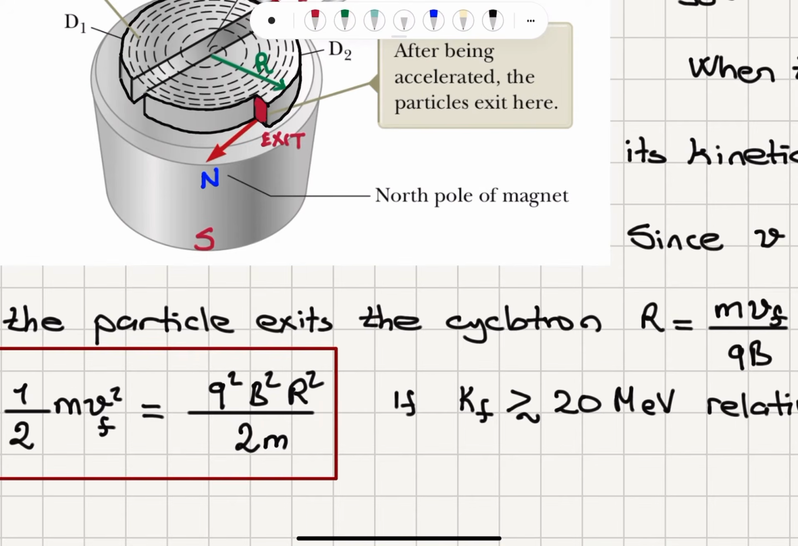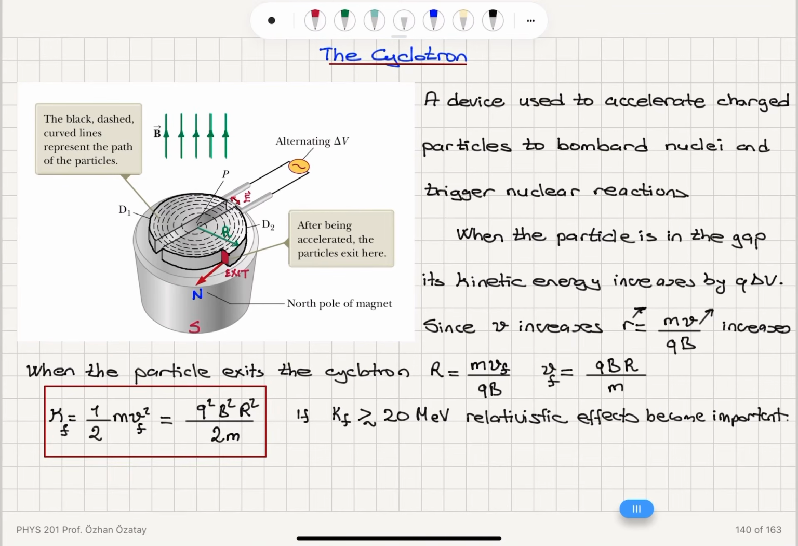So this is the final kinetic energy of the particle as it exits the cyclotron, but we have a word of caution here. If the final kinetic energy is greater than 20 mega electron volts, relativistic effects become important. Now in the discussion of special relativity, we will see that this kinetic energy formula will be modified with the relativistic form, which is gamma minus 1 mc squared, where gamma is the relativistic correction factor. So we have to be careful with relativistic corrections when the speed becomes close to, or comparable to, the speed of light.